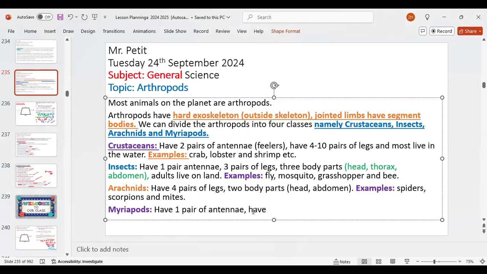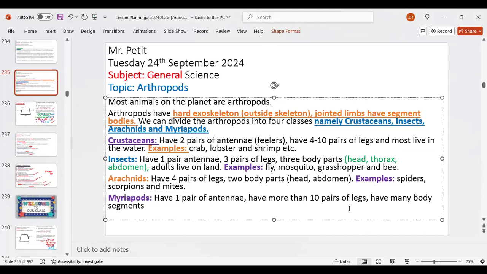That's a hospital visit. They have a lot of legs, right? They have more than 10 pairs of legs. They have many body segments. And they live on land. And so examples would be your centipede and your millipede.